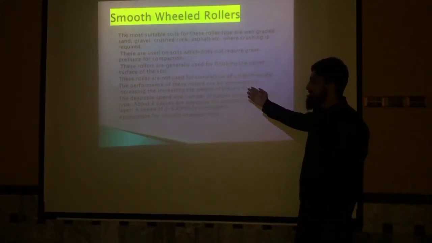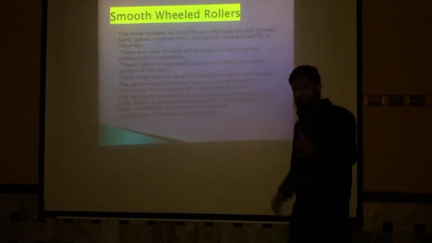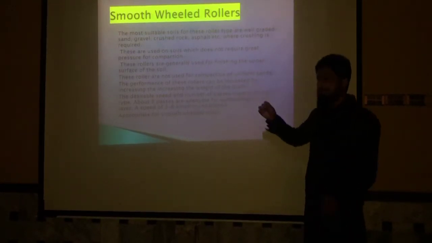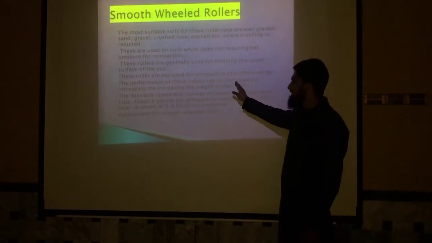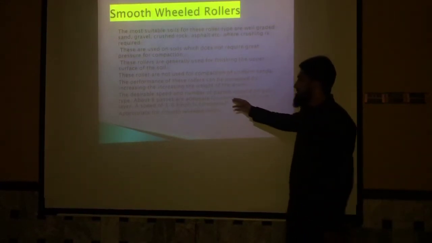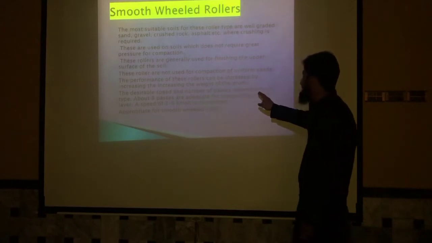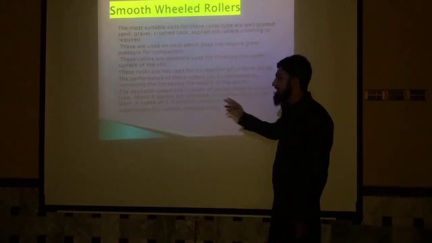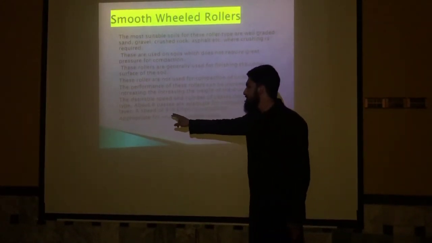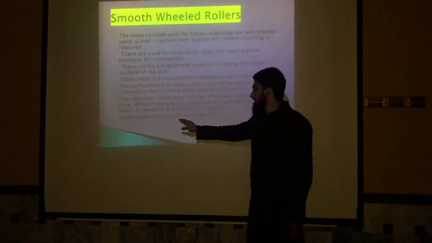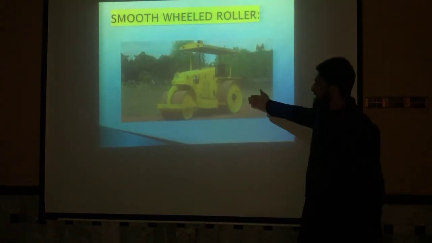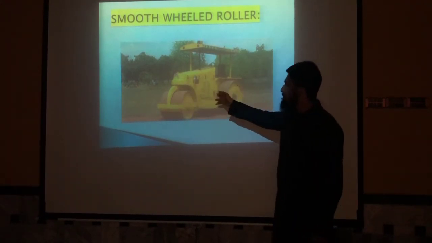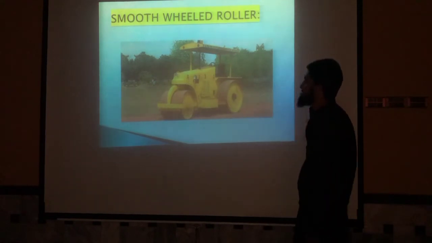The performance of this kind of roller can be increased by increasing the weight of the roller, by ballasting with sand or by adding more steel. The desirable speed and number of passes depend on the soil type. About 8 passes for compacting a 2 cm layer is quite enough, and 3 to 6 km/h is considered appropriate for the smooth wheel roller. Here is the picture of the smooth wheel roller. In the front we have one roller and at the back we have 2 rollers.